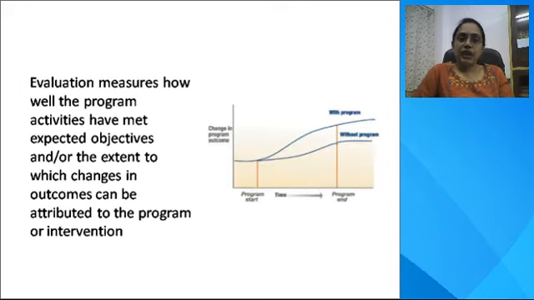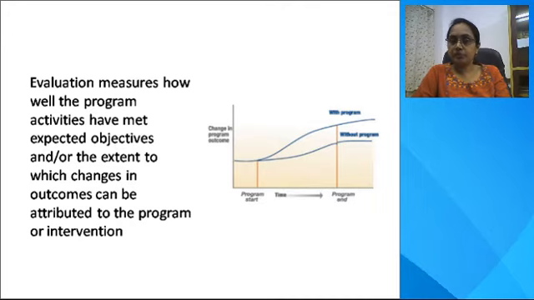So evaluation measures how well the program activities have met expected objectives. I mentioned this earlier. And/or the extent to which changes in outcomes can be attributed to the program or intervention. Now these are two different things and you have to understand it very clearly. So evaluation, first thing, measures how well the program activities have met their expected objectives.